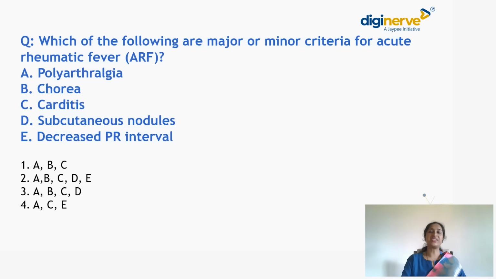Okay, so for this question, remember the 5 major criteria. Here they have put decreased PR interval, which is wrong; it should be prolonged PR interval, a minor criteria. So which are the major criteria? A, B, C, D. E is not the right answer. Which option shows A, B, C, D? That is answer 3. By my understanding, 1, 2, 3, 4, 5 would have been there, but for ease of understanding, I have written it like this. So this is the Duckett-Jones criteria.